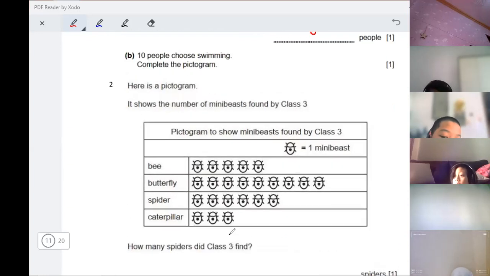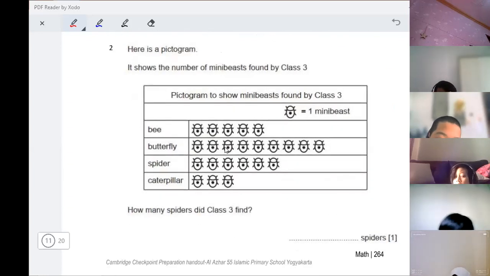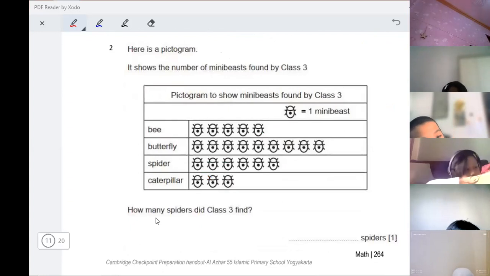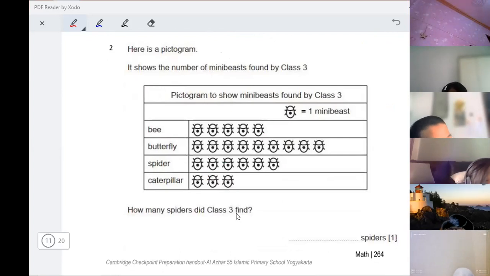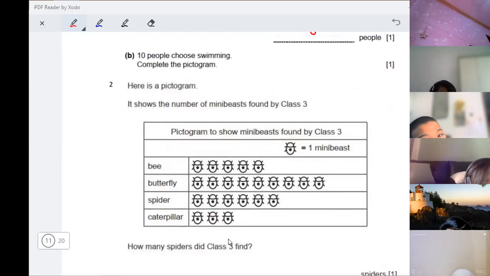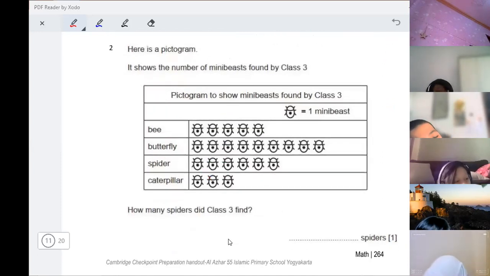Okay, look. Here is the pictogram to show mini beasts found by class 3. Each of these pictures shows one mini beast. How many spiders did class 3 find? 6. How many spiders? 6. 1, 2, 3, 4, 5, 6. It's quite easy, yeah.